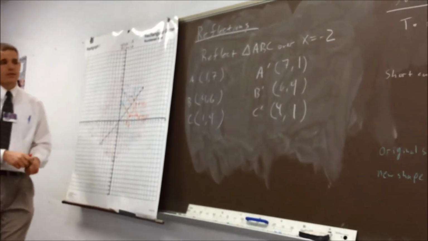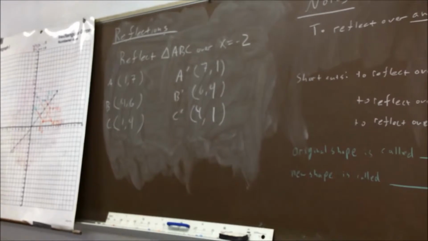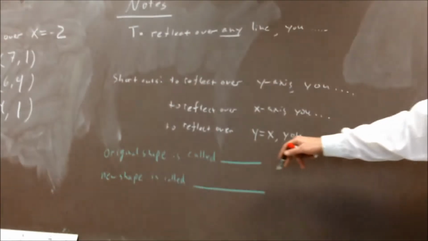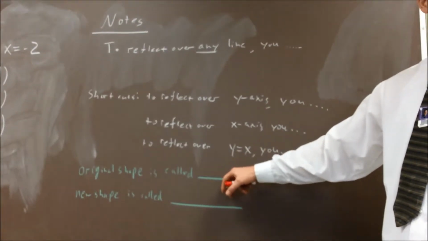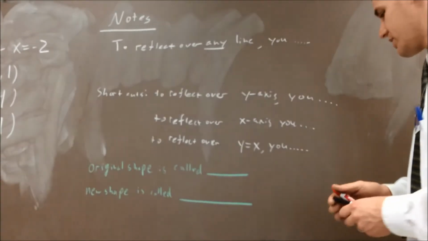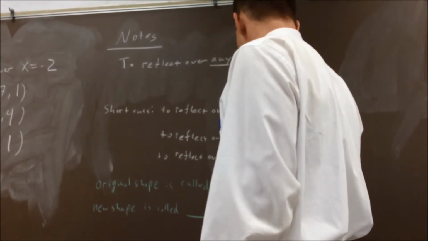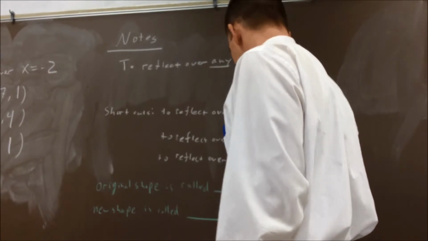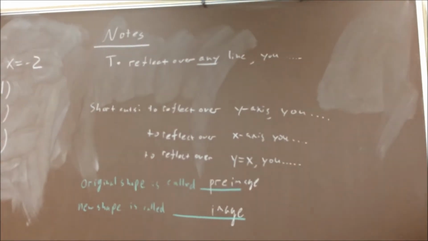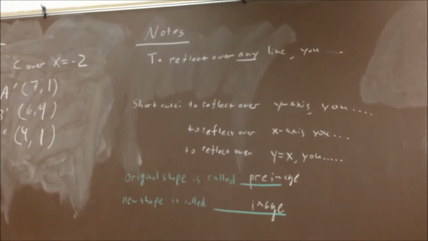So you should be able to fill in this now. To reflect over y equals x, what do you do? Fill that note in there. What's our original shape called? Anybody remember? Not the image. Pre-image. The pre-image, and then the new shape is the image. Yes, the new shape is the image. So this is the pre-image. The new shape is the image. All right.